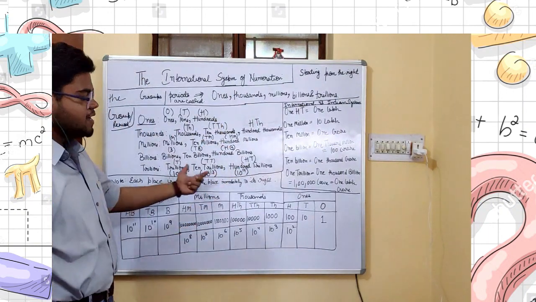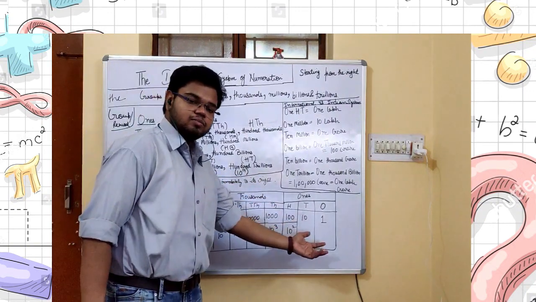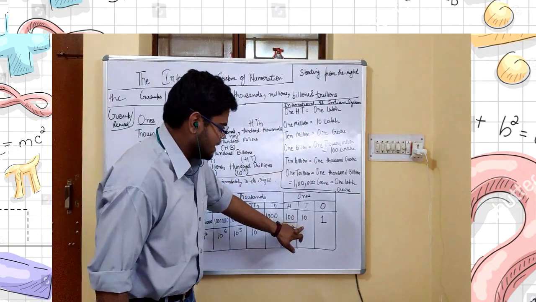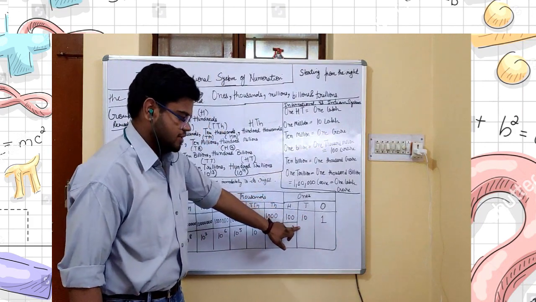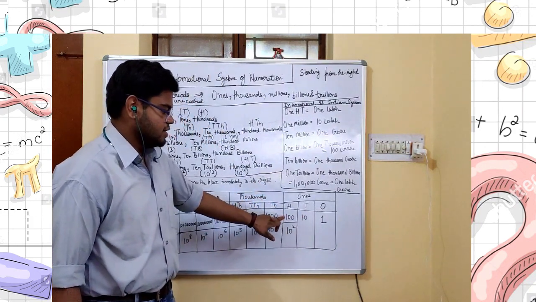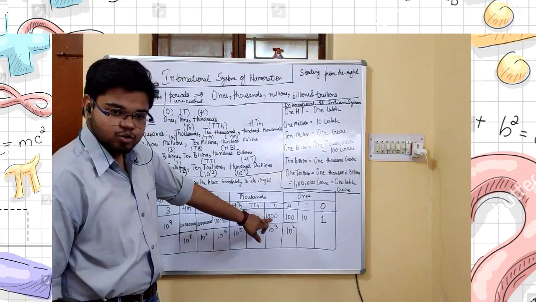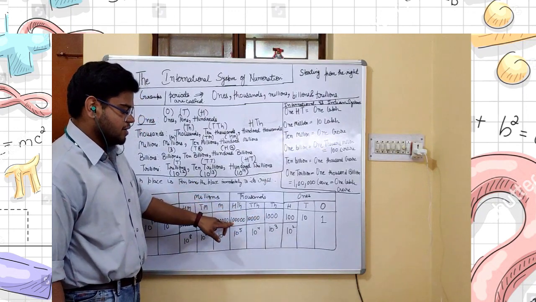And each place is 10 times the place immediately to its right. That means as we move from the right to the left, the value becomes 10 times. So 1 into 10, we have 10. 10 into 10, 100. 10 into 100, 1000. 10 into 1000, 10,000. 10,000 into 10, 100,000.